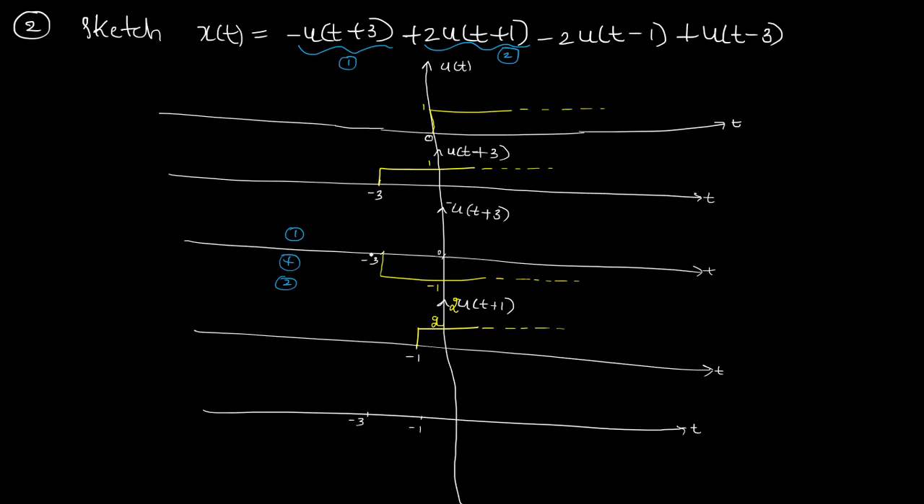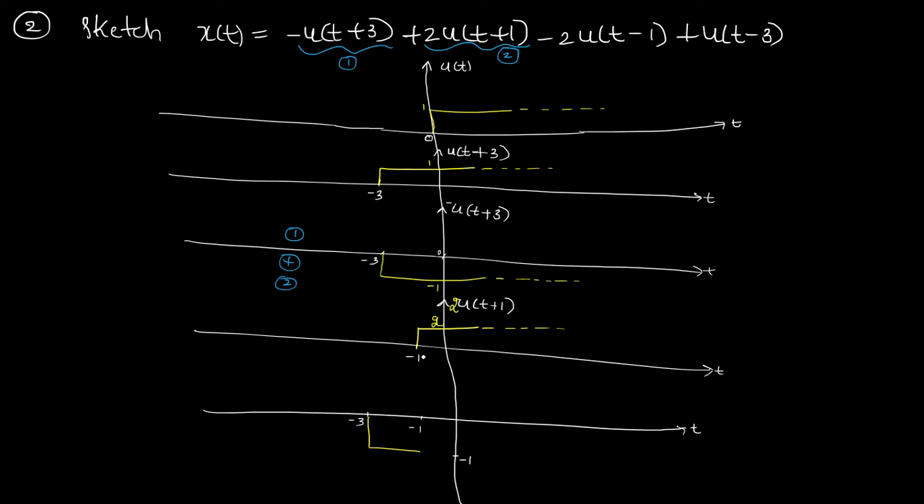From t is equal to minus 3 to t is equal to minus 1, amplitude is minus 1. Minus 1 plus 0, minus 1 only. Afterwards, after t is equal to minus 1, what happens? After t is equal to minus 1, amplitude is 2, but here amplitude is minus 1 everywhere, but here it is 2 everywhere. So if you add these two, what will you get? Minus 1 plus 2 will be 1.